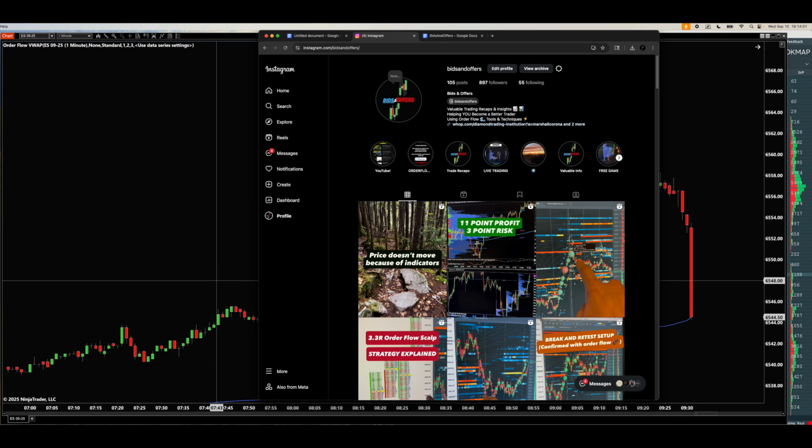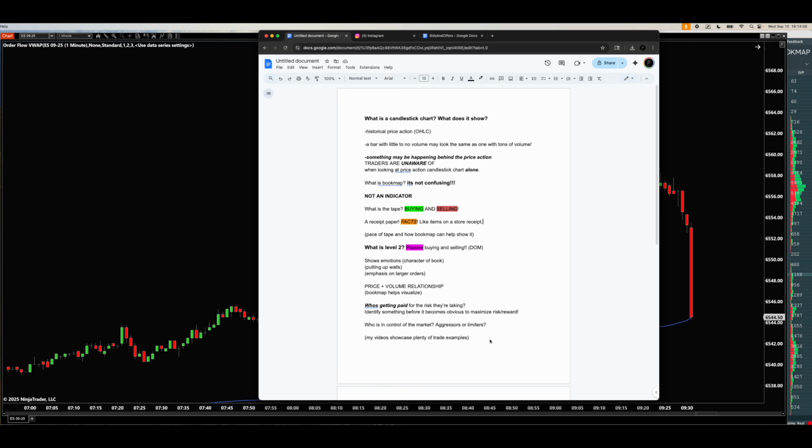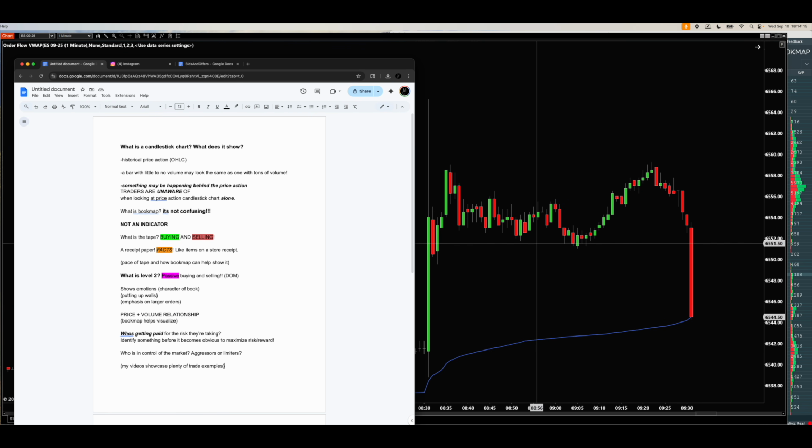Before I get into the nitty-gritty of what we're going to be going over today, what is a candlestick chart? It's historical price action data, as you can see here. All it shows you is that there was an open, a high, a low, and a close of a certain time frame of a certain instrument. A bar with little to no volume may look the exact same as one with tons of volume, all right?